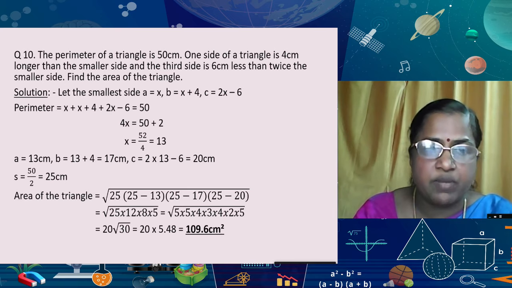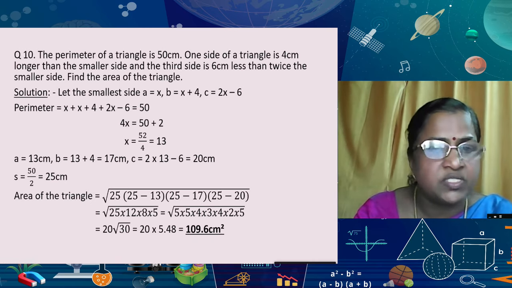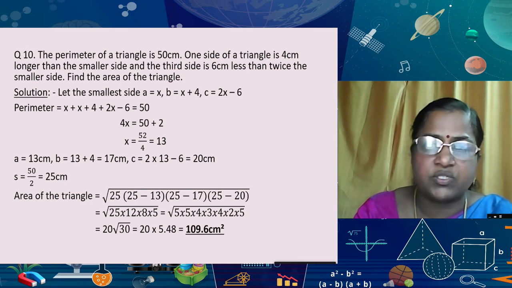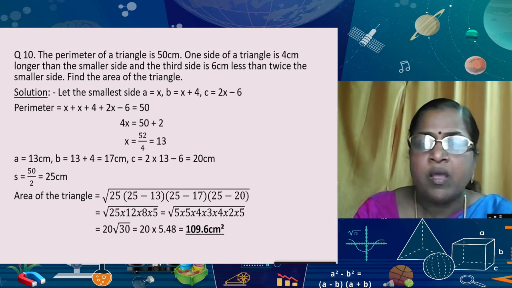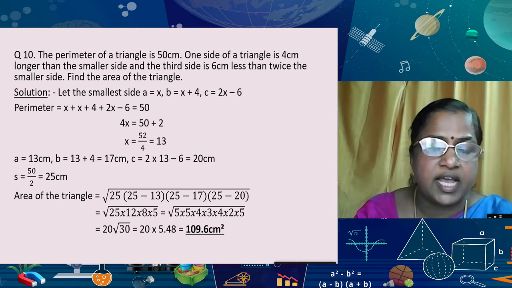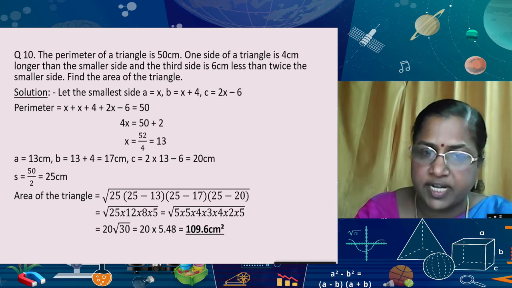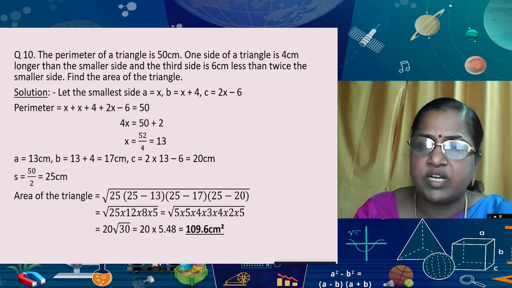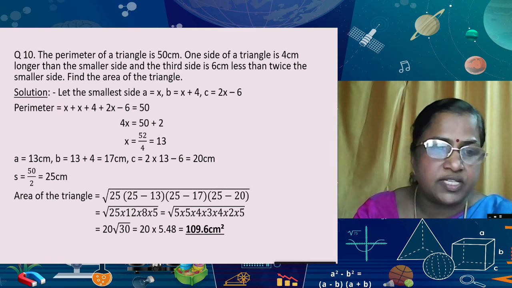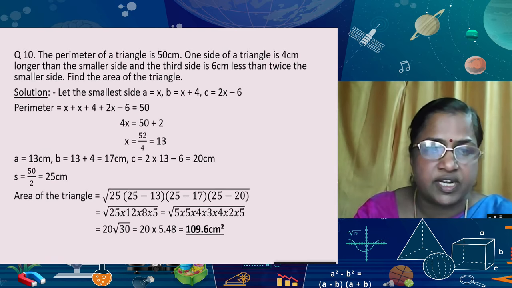So, we can take the perimeter as x plus x plus 4 plus 2x minus 6, that is equal to 50. So, we can add this, x plus x plus 2x is 4x equal to 50 plus 2, so x is equal to 52 upon 4 is 13. And here we can find the semi-perimeter by finding out the sides of the triangle as a equal to 13, b equal to 13 plus 4 is 17 centimeters, c equal to 2 into 13 minus 6 is 20 centimeters. So s is equal to 50 upon 2 is 25 centimeters.